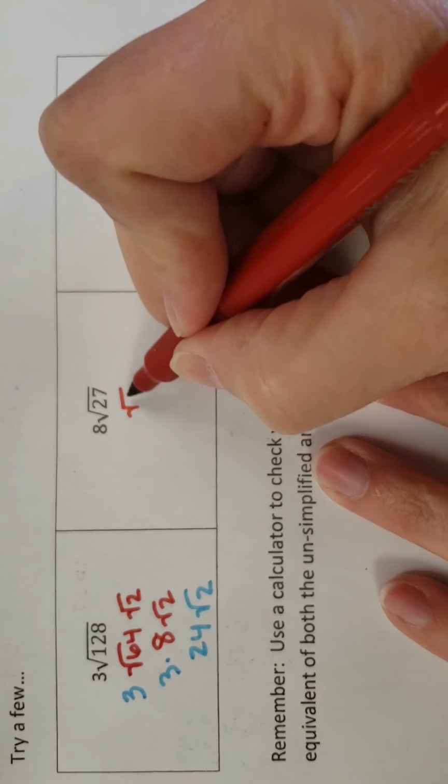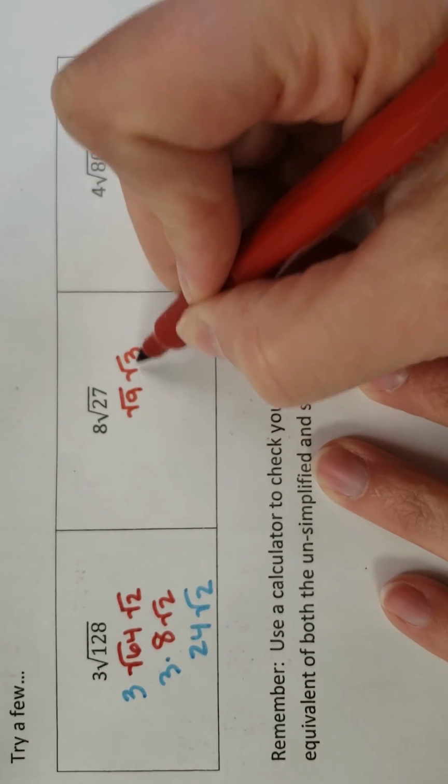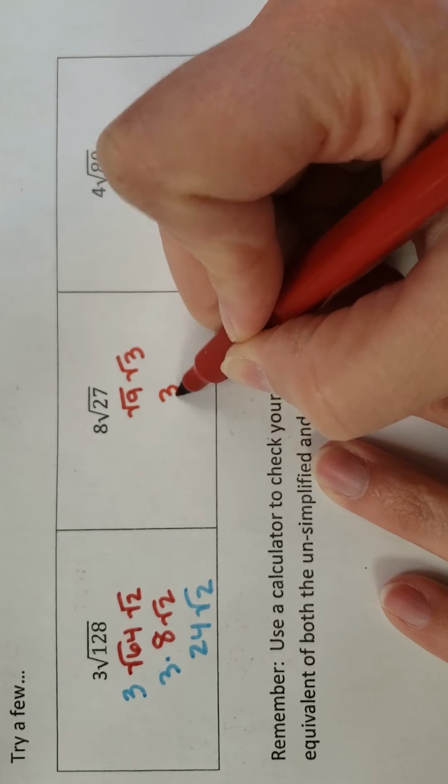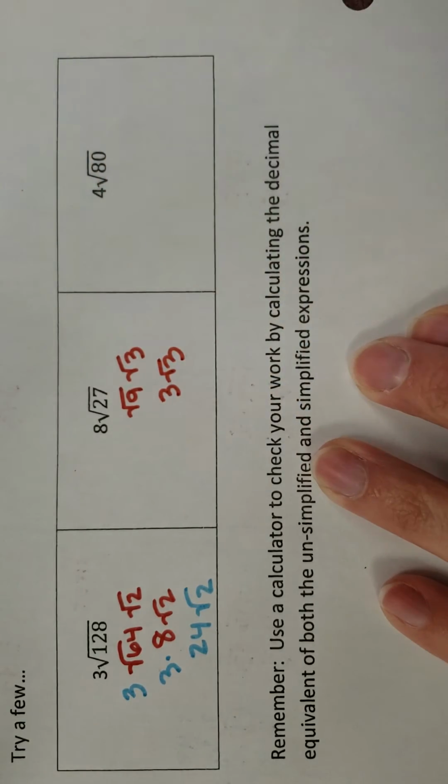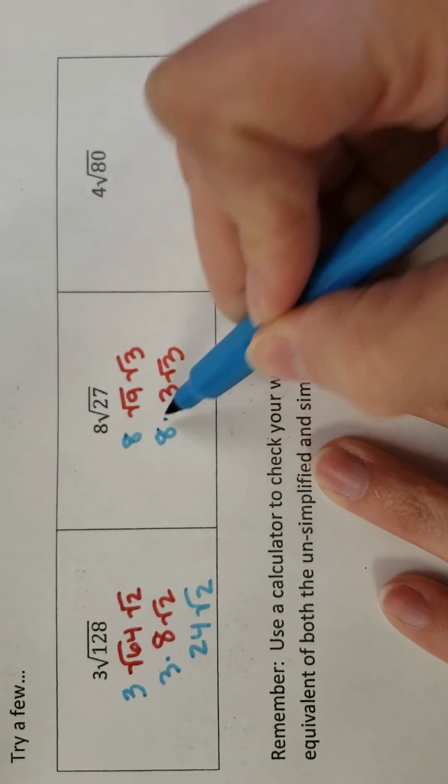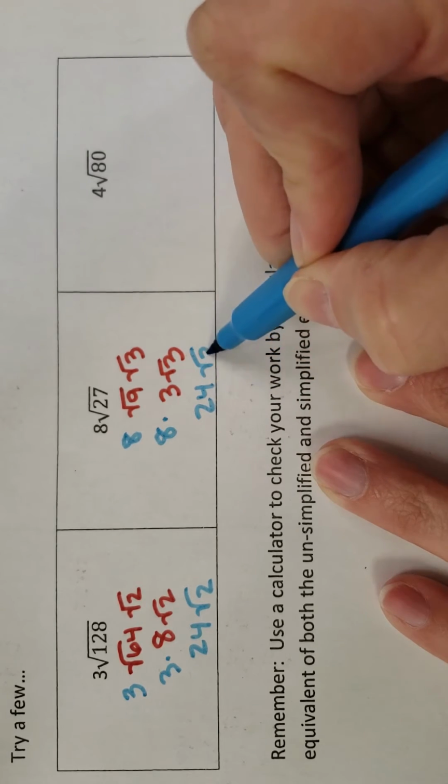9 is the largest perfect square that goes into 27. 9 times 3 is 27. The square root of 9 is 3 square roots of 3. 8 of those is 24 square roots of 3.